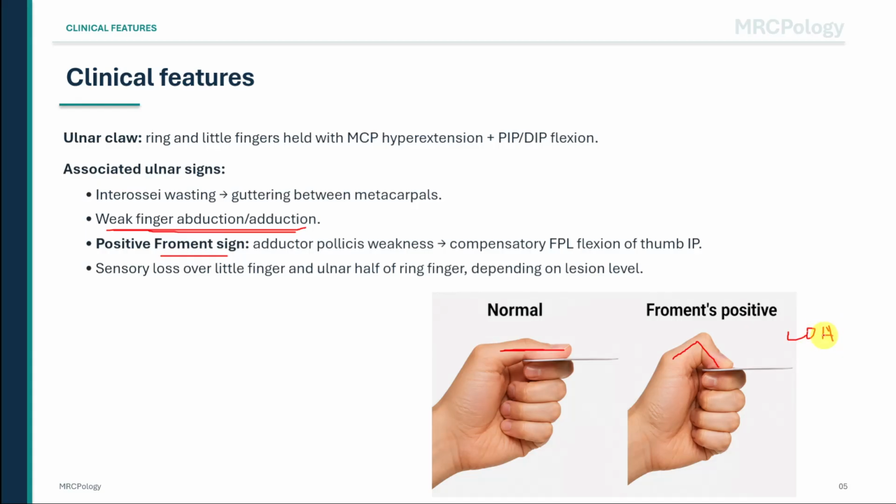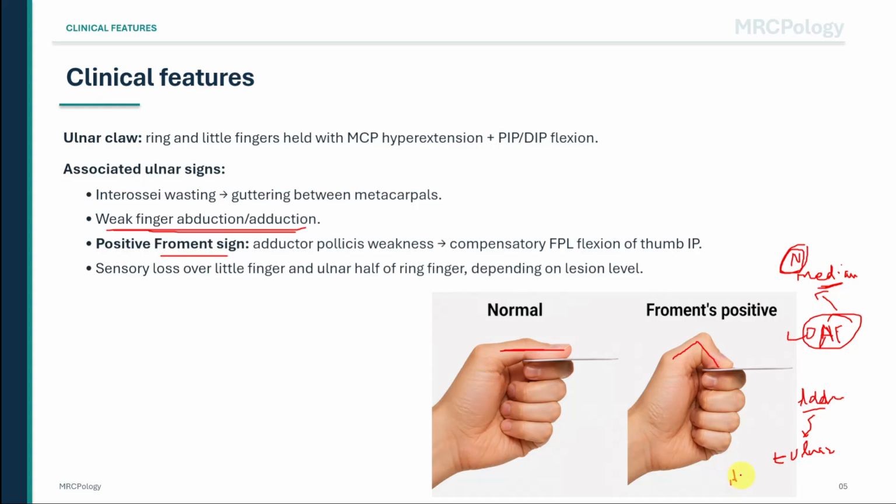In simple terms, ask the patient to hold a piece of paper between the thumb and the index finger. Weakness of adductor pollicis produces poor thumb metacarpophalangeal adduction force. The patient therefore recruits flexor pollicis longus through the anterior interosseous branch of the median nerve. This causes flexion of the thumb interphalangeal joint and produces a positive Froment sign. Remember, the sign is not caused by weakness of flexor pollicis longus. It is caused by overactivity of flexor pollicis longus, as it compensates for the weak adductor pollicis.